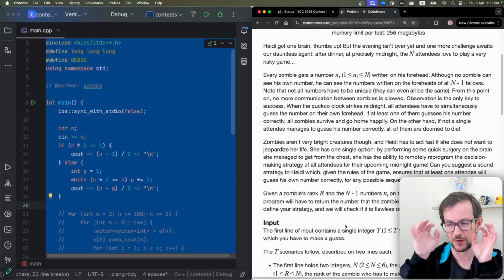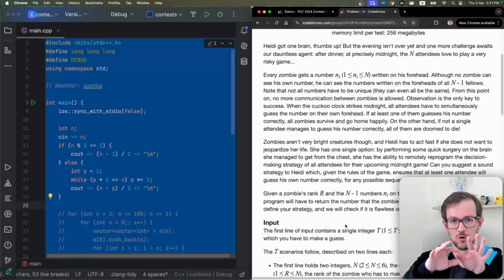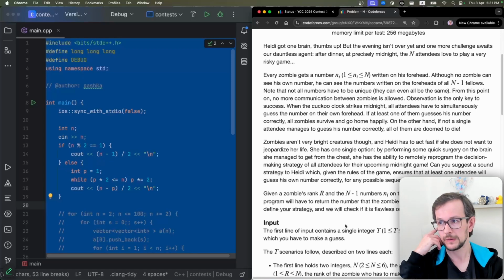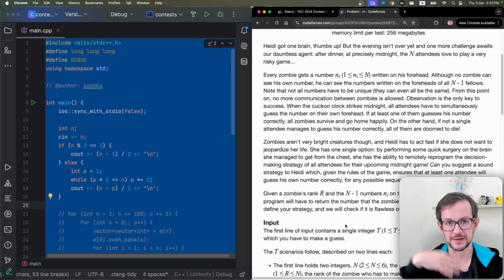We have some number of people. They see all the numbers except their own. And they make a guess, and they make it simultaneously. All people try to guess the number simultaneously, and if at least one of them guesses the number correctly, then they win.